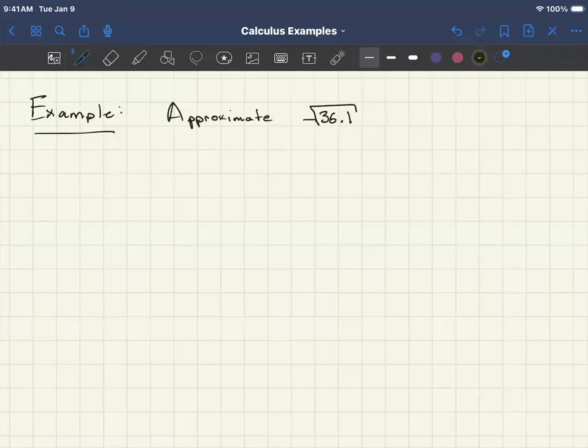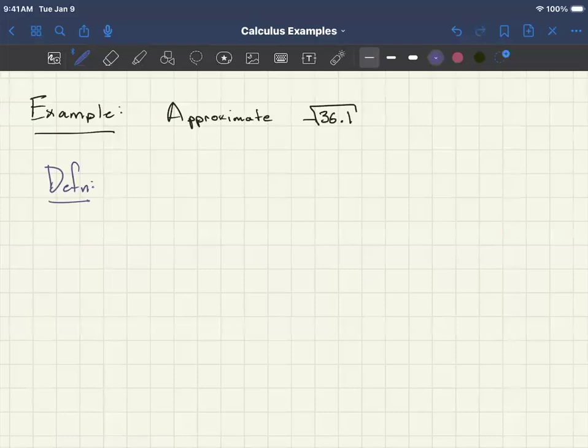I'm Dr. Finch. Today we're looking at an example where we're approximating the square root of 36.1. Now that looks really awful, doesn't it? A lot of work. And how are we going to use calculus for that? Oof. We're going to dive into a definition.